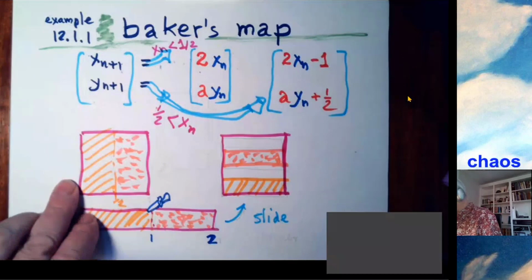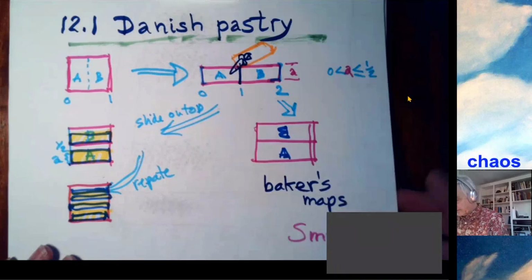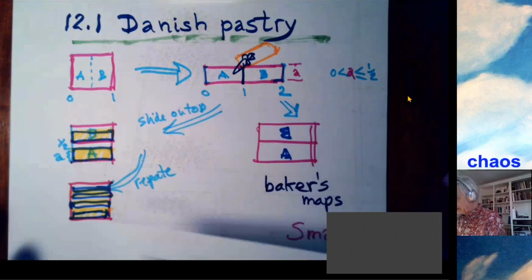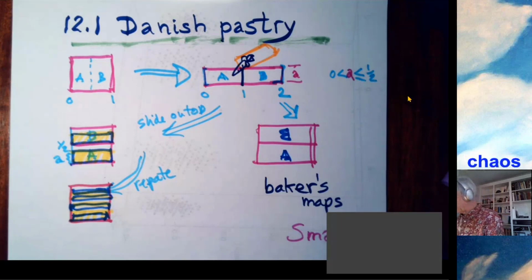Now, Baker's maps are not really the Danish pastry I showed you. And, you know, nature rarely has these knives to cut up state space and re-slice, etc. Usually laws of nature, as exemplified by the Lorenz or Rössler model, don't have that.